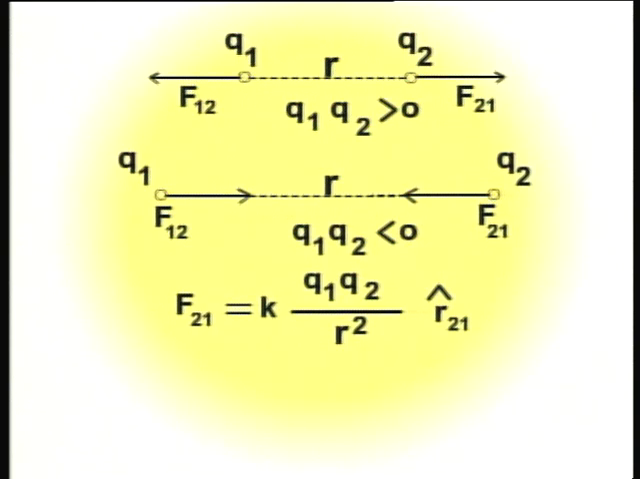The force on 2 due to 1, F21, is equal to K Q1 Q2 upon R square R21 with cap, where R21 is the unit vector pointing in the direction from 1 to 2, and the force on 1 due to 2, written as F12, is equal to K Q1 Q2 upon R square and R12 with cap. Here unit vector R12 is pointing from 2 to 1.